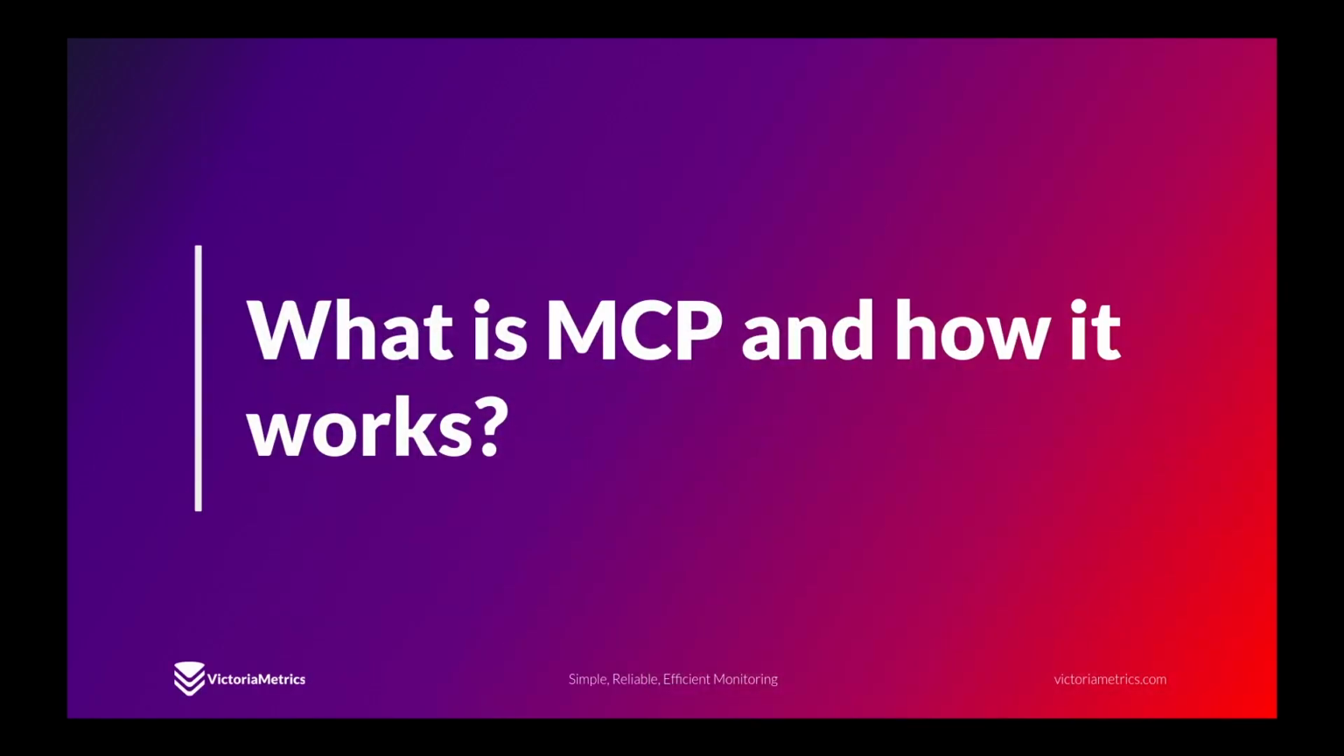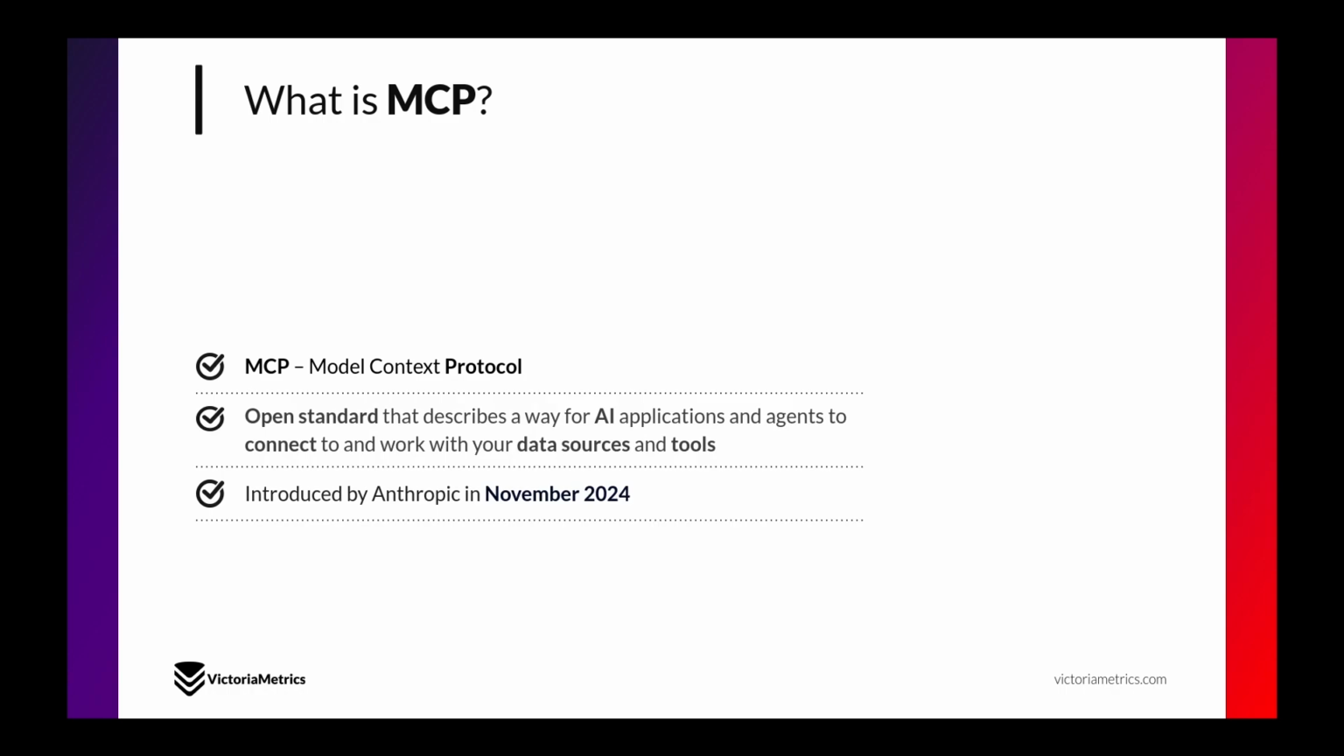So what is MCP and how does it work? MCP is short for Model Context Protocol, which is an open standard that describes a way for AI agents and applications to talk to external data sources and external tools. So this could be talking to a SQL database or running shell commands on your behalf from your machine. And it was introduced by Anthropic in November of last year.